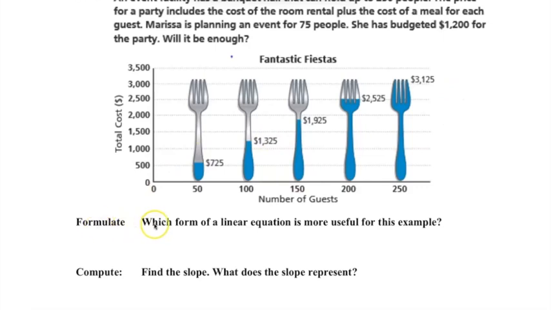First question is, which form of linear equation is more useful for this example? Like, should we do point slope form or slope-intercept form? Now, there's no y-intercept. So slope-intercept form is not the most helpful. We're going to do point slope form, because there's no y-intercept known. We don't know what the y-intercept is. It's probably the easiest way to say that. Okay, what does it represent?